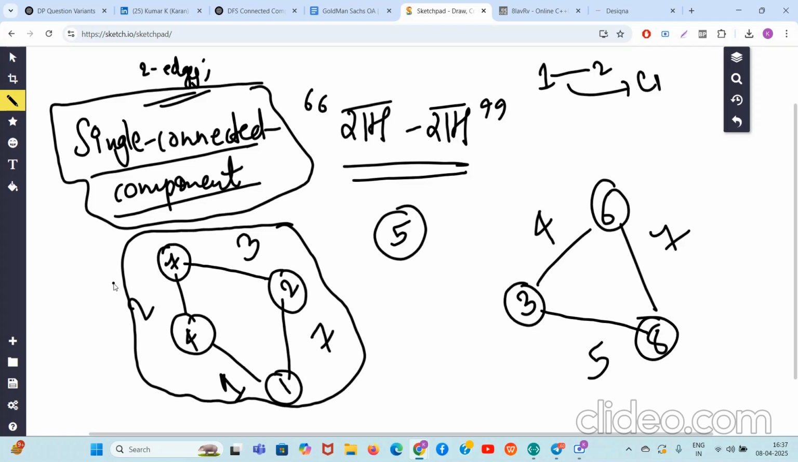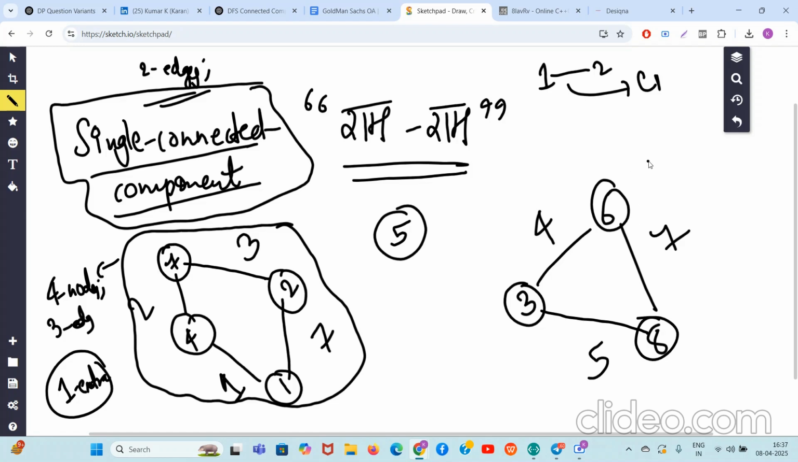This is a single component. How many edges does it need to remain as it is? Sir, there are four nodes here. It only needs three edges. So one extra edge is there. One extra edge you can remove without affecting this component. It will still remain a single connected component.